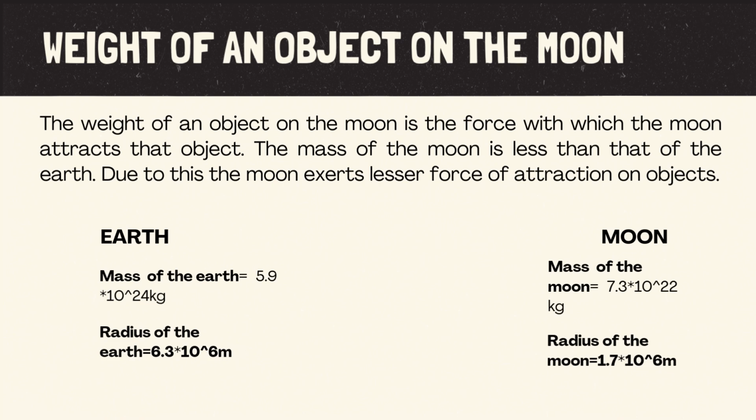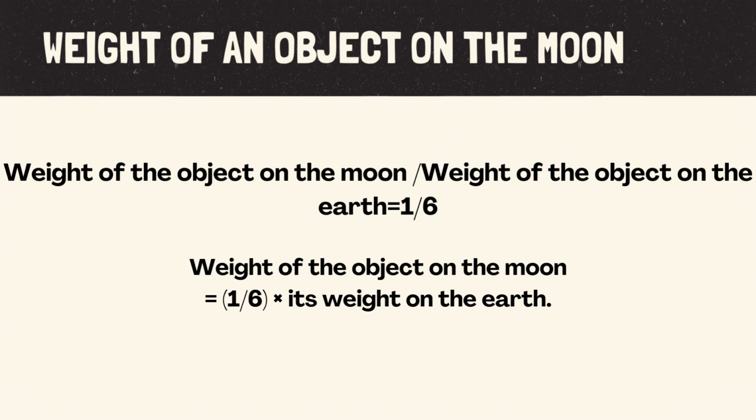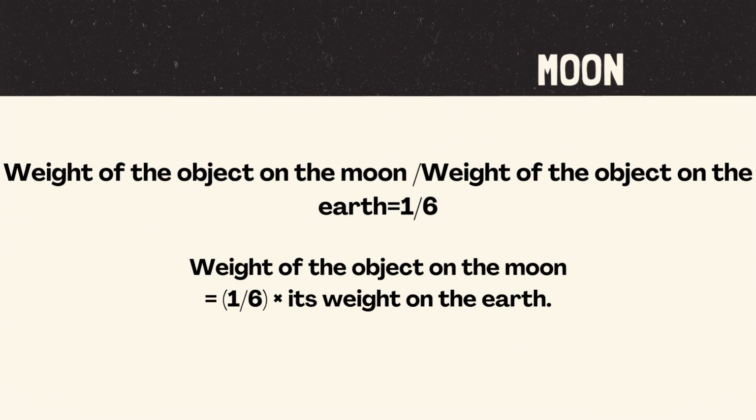Let us find the weight of an object on the Moon. It is nothing but the force with which the Moon attracts that object. That is the weight of an object on the Moon. The mass of the Moon is less than that of the Earth. That's why the Moon exerts a lesser force of attraction on objects. The weight of an object on the Moon will be equal to 1/6 times its weight on Earth.